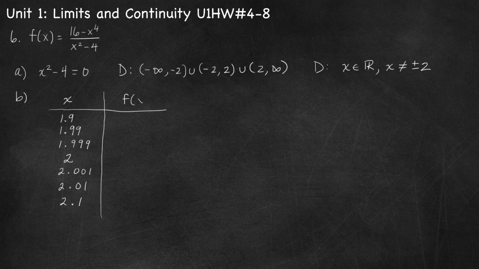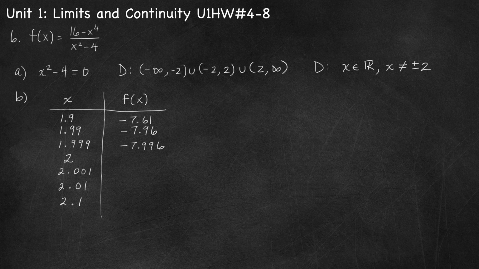And then we have our f of x values. So using a calculator, we find that f of 1.9 is negative 7.61. F of 1.99 is negative 7.96. F of 1.999 is negative 7.996. So these values seem to be approaching negative 8. Let's see what happens as we approach 2 from the right-hand side.